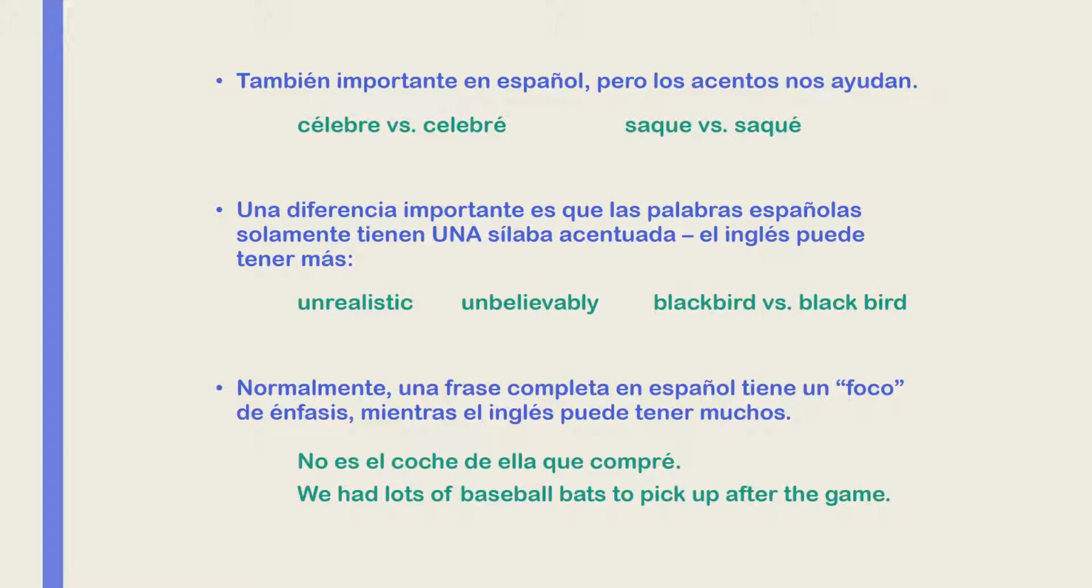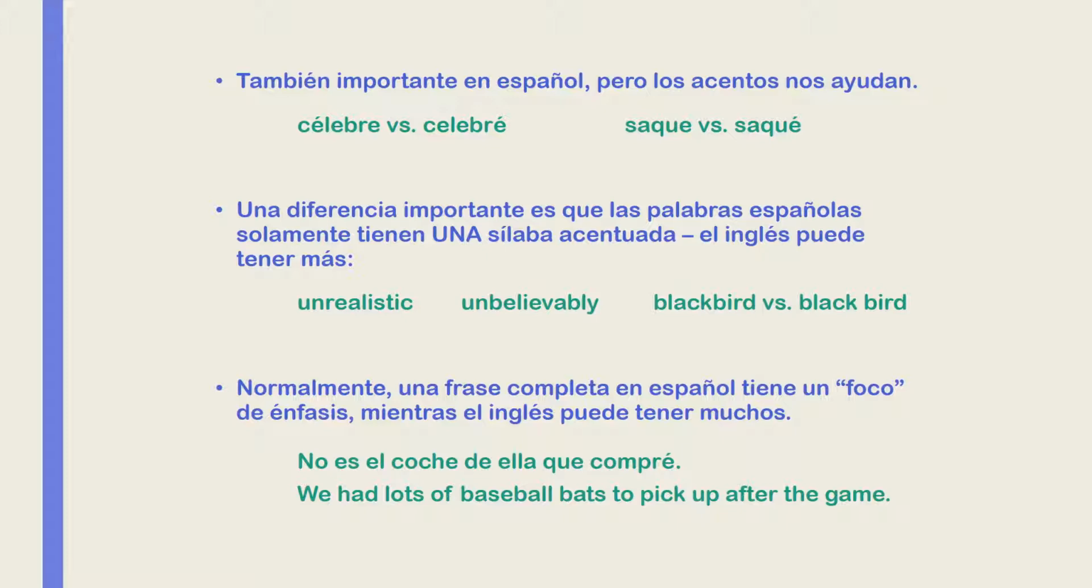Now, what if you bought something else from her? Not her car, but something else. Let's say like her motorcycle. So if I want to emphasize that it wasn't the car, I would say, no es el coche de ella que compré. So with that extra bit of emphasis on coche, you know that what I'm trying to say is, no, it wasn't a car, it was something else.